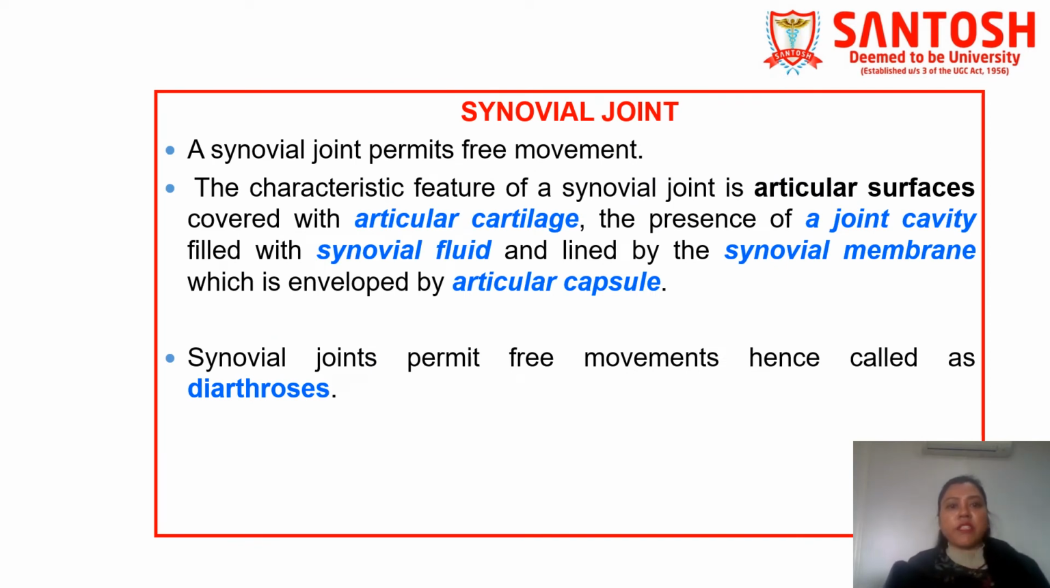Now the third variety is the synovial joint. Synovial joint has bony ends covered with articular cartilage, with the presence of a joint cavity lined by synovial membrane, enveloped by the articular capsule. They permit free movement and are called diarthrosis.